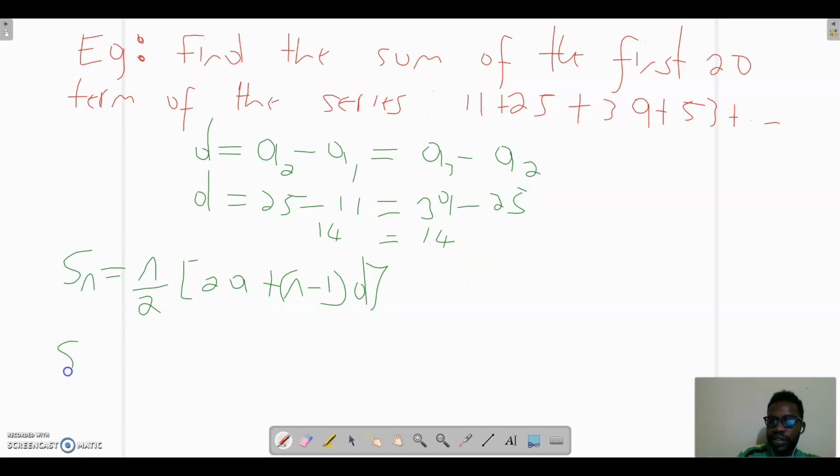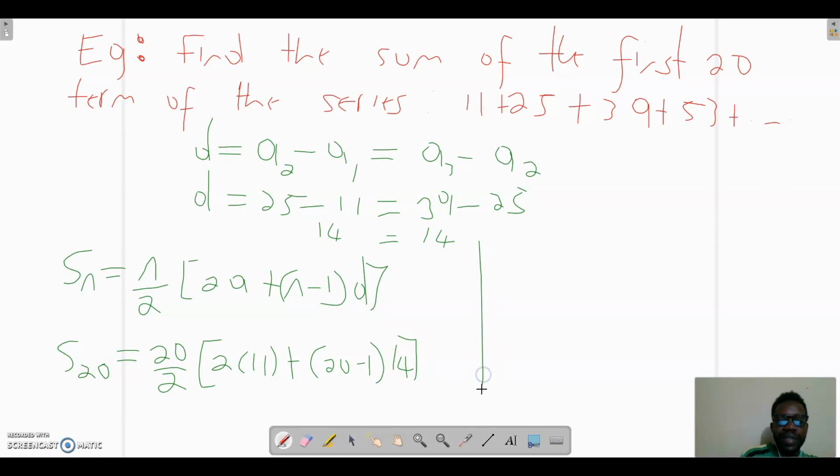So I want the sum of the first 20 terms, so we could say S20 would be 20 over 2, open bracket, 2a, which is 2 times the first term, and the first term of course is 11, plus n minus 1, so that's going to be 20 minus 1 times my common difference, which is 14. Now the rest of this is just a matter of breaking this down using your calculator.